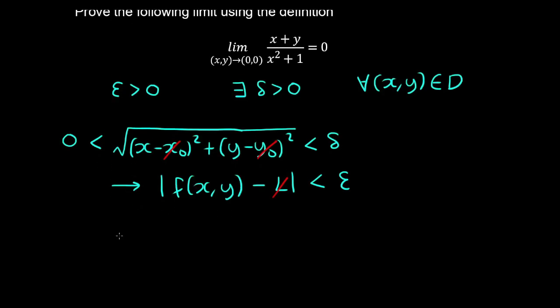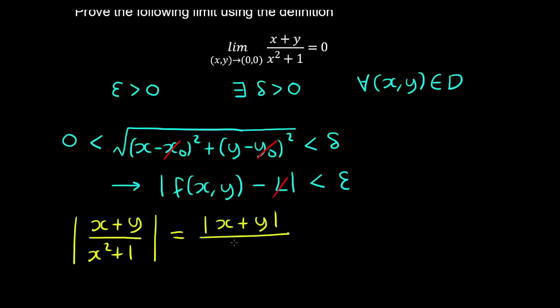So starting with the function, we have the absolute value of x plus y on x squared plus 1 minus 0, and given the bottom term is positive, we can write this as the absolute value of x plus y on x squared plus 1. So this is the same thing as the absolute value of x plus y multiplied by 1 on x squared plus 1. So given 1 is always less than or equal to x squared plus 1, this is less than or equal to the absolute value of x plus y. And by the triangle inequality, that's also less than or equal to the absolute value of x plus the absolute value of y.